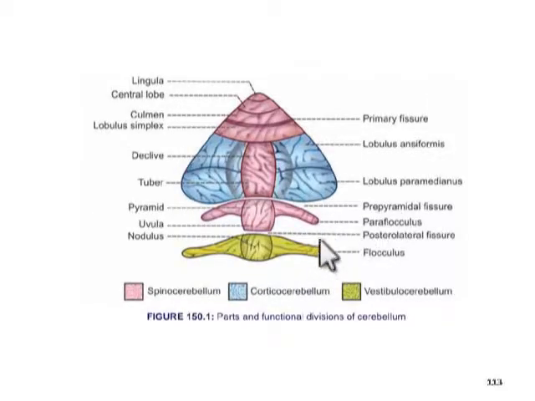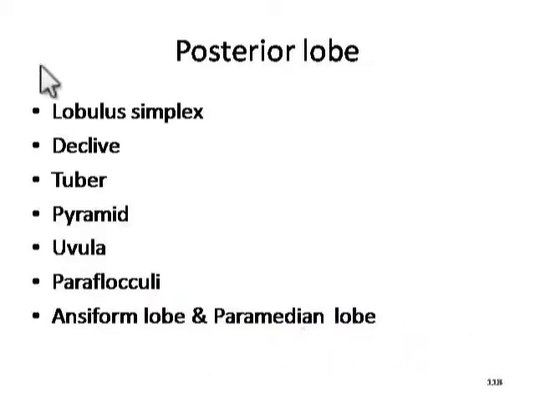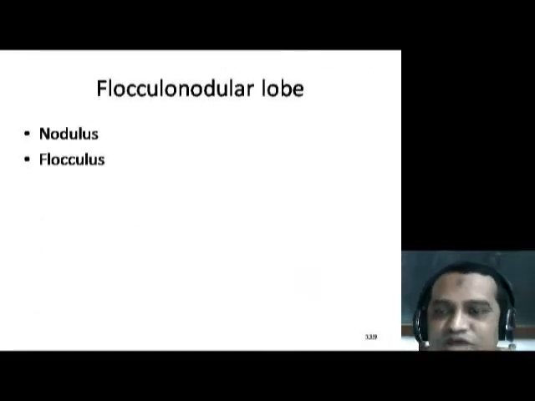The next one is about the divisions of cerebellum. Okay. So the cerebellum is again divided in three different ways. It is called as anatomical division, then phylogenetical division, and functional division. So first we will see anatomical division here. Anatomically, cerebellum is mainly divided into three lobes: anterior lobe, posterior lobe, and flocculonodular lobe.